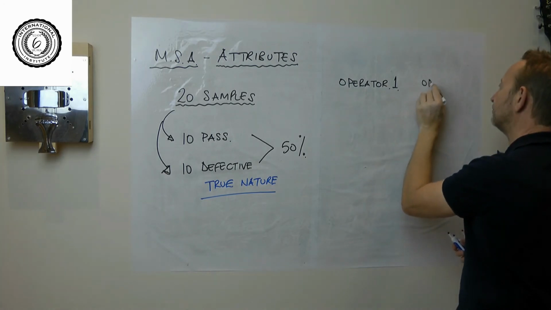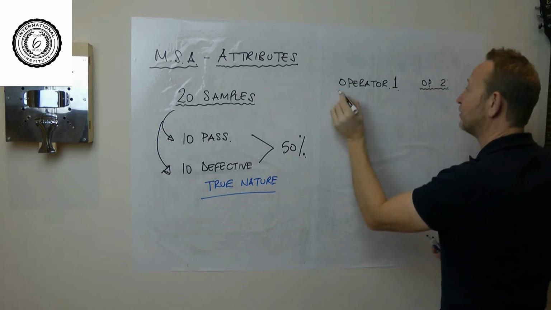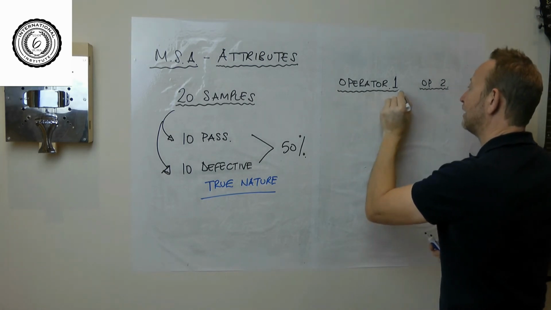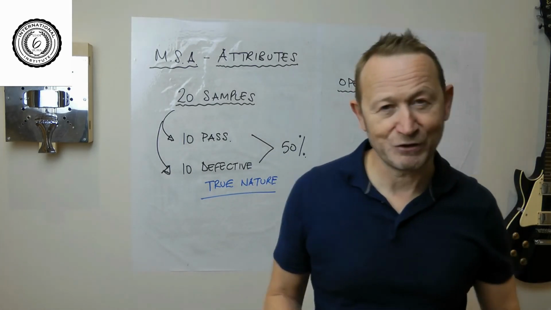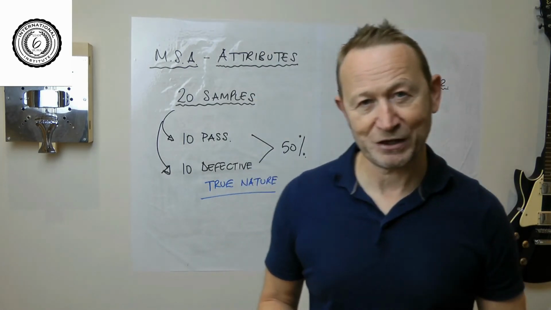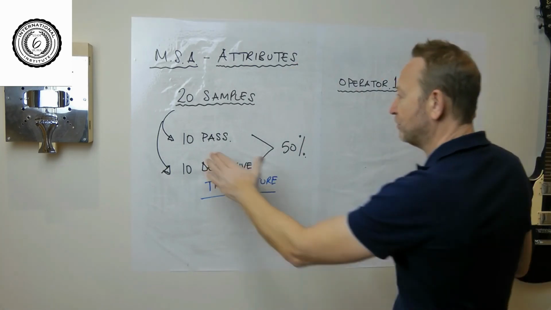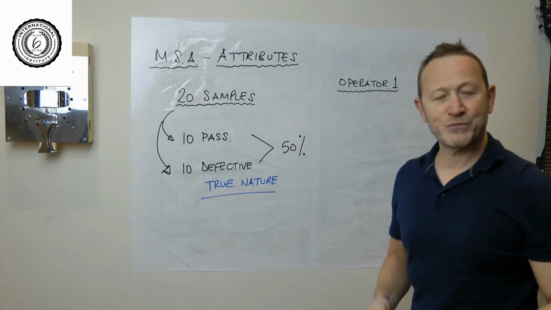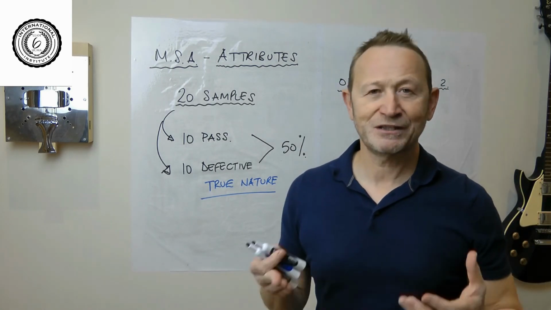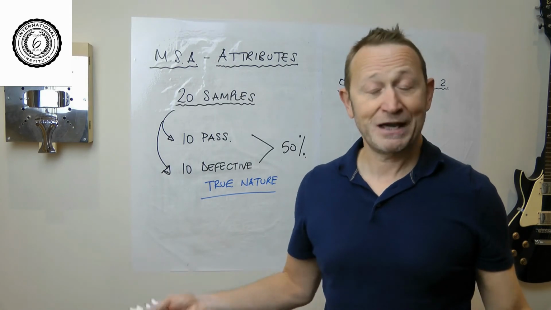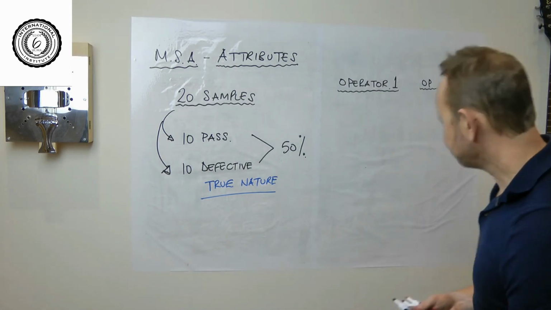Operator 1, operator 2. Could be an inspection machine, by the way. These days there's lots of inspection cameras and things, so this could be a camera if it's an automatic inspection process. And then what you're going to do is offer up the 20 parts, and give them a little 20 question exam almost, and you're going to see how many they get right.